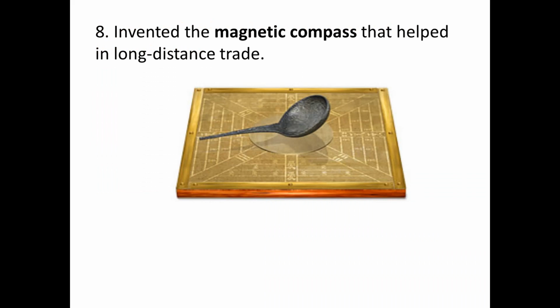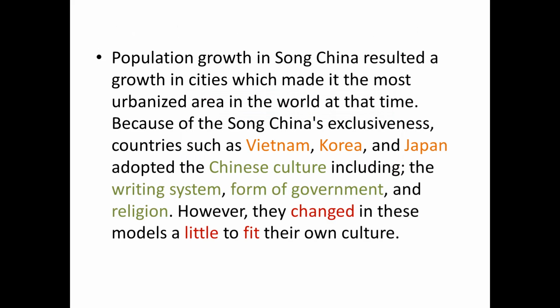They invented what? A magnetic compass that helped in long distance trade. So they invented this one, and the Han Dynasty also invented another one similar to it, but with another system of working. This magnetic compass helped them in their trading, for example, on the Silk Road or in the sea.